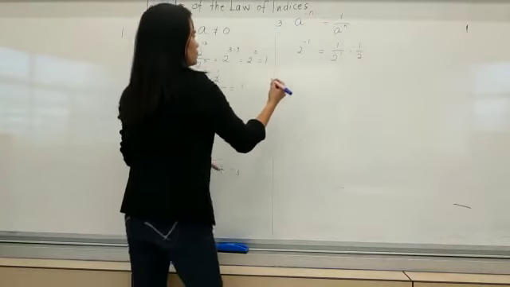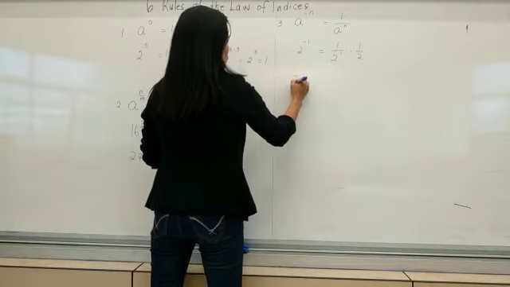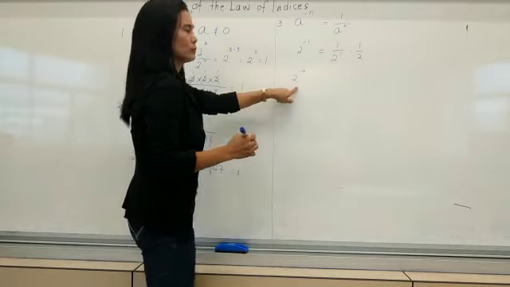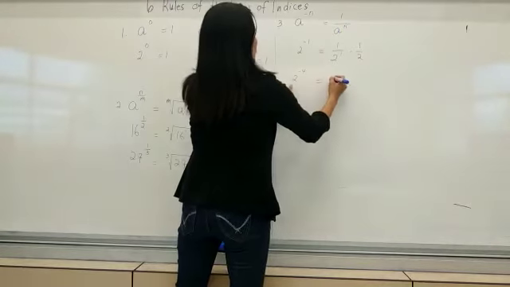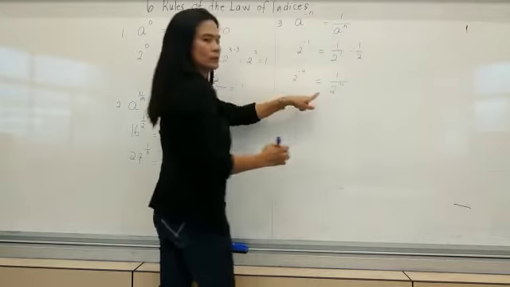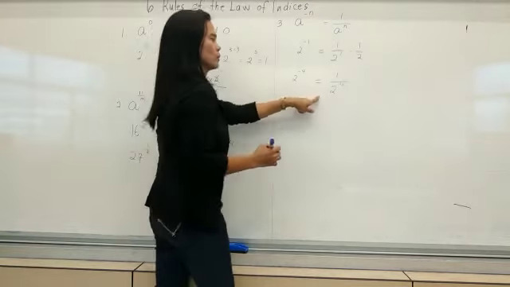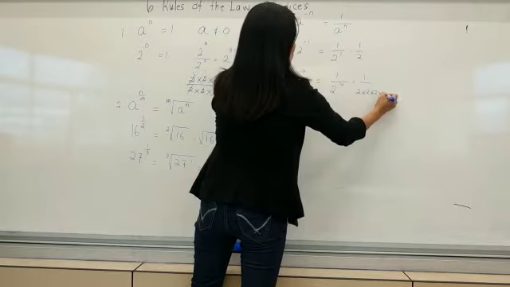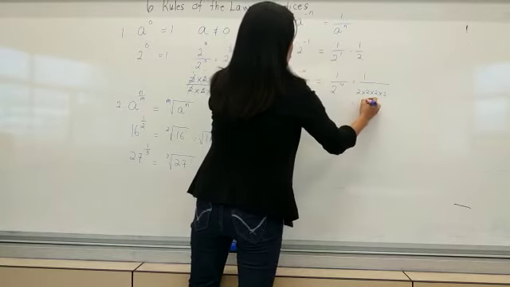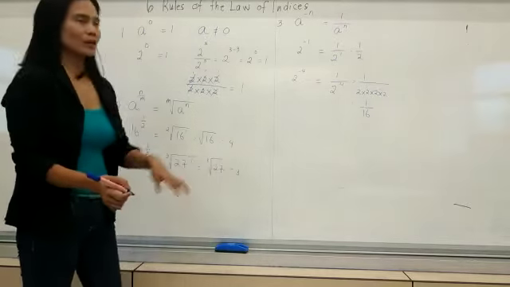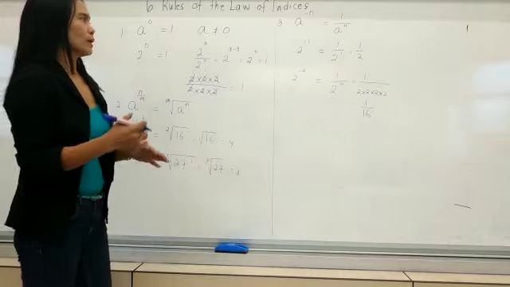Another example, say 2 to the power of negative 4. This is the same as writing 1 over 2 to the power of 4. Or you can write this one as 1 over 2 times 2 times 2 times 2, and that should give you 1 over 16. Okay, that is rule number 3.